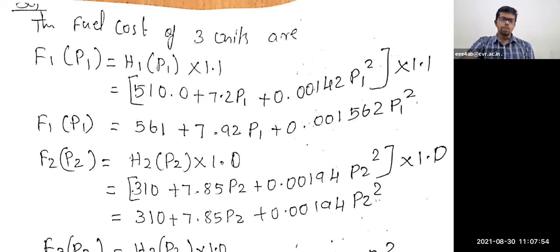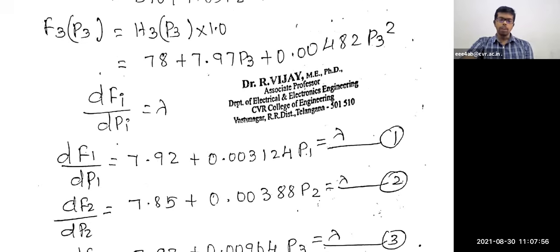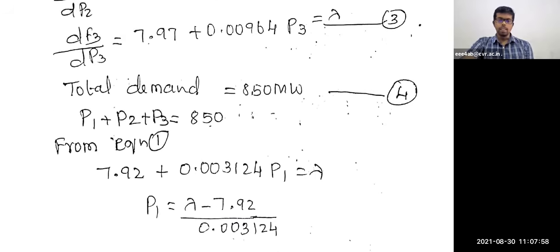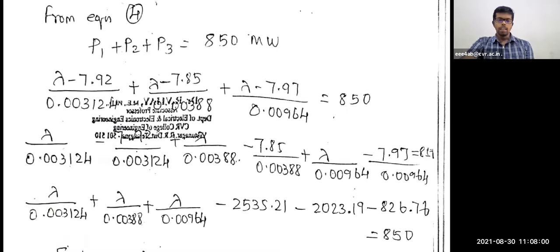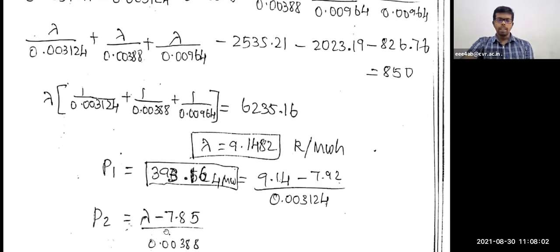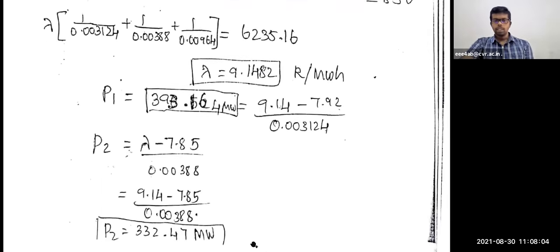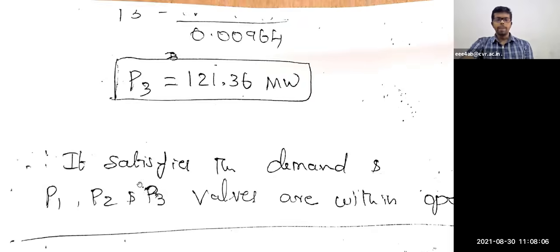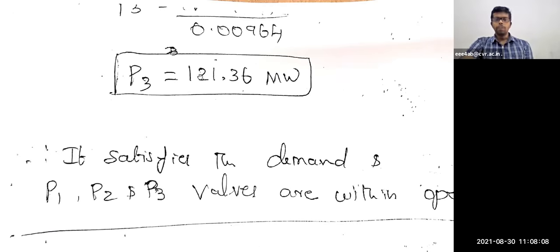So you need to take down the answer and you need to write clearly. Yes, it is falling under 100 to 400 megawatt. So this is also satisfied. Next, P3 is also 50 to 200 megawatt. This is also falling under the third generating limit.